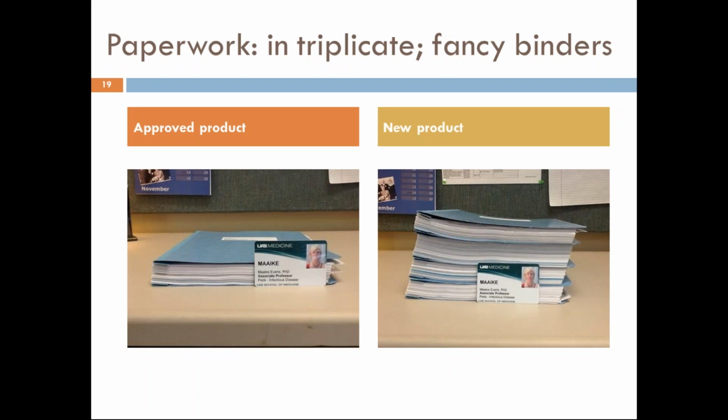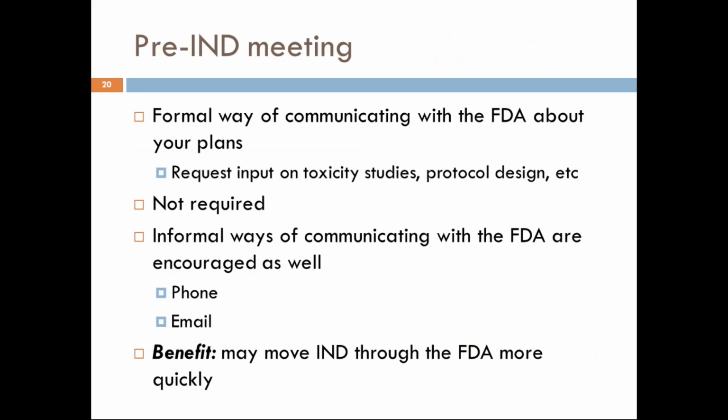I don't know. But we usually keep 2 copies here ourselves, one for our office and one for the PI. Sometimes it is helpful to just go back and look at what you actually submitted. Now, sometimes before you actually submit the IND, you could do what's called a pre-IND meeting with the FDA. So it's a formal way to communicate with the FDA about your plans, and you can get input maybe on the way that you designed your toxicity studies, designed your protocol, things like that.